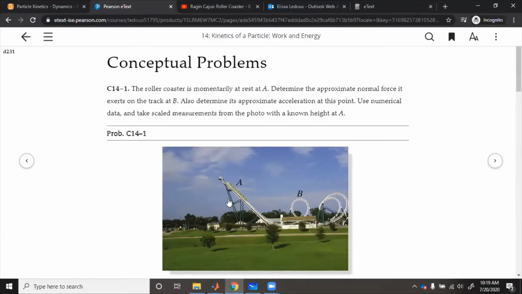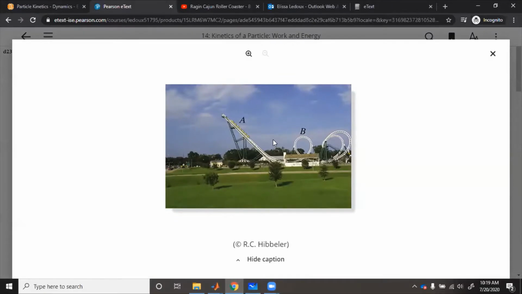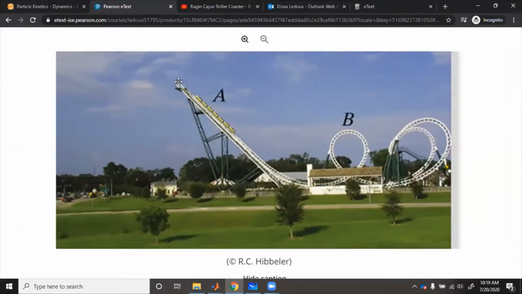The textbook has a pretty interesting problem. In problem C14-1, they show this roller coaster. You can see it starts at the top of this hill, goes down here, goes around the sort of sideways part, makes a loop, and then goes back up and does the whole thing backwards. This roller coaster is called the Raging Cajun. It's in the Dixie Landing theme park in Baton Rouge, Louisiana. I rode this coaster a lot growing up.